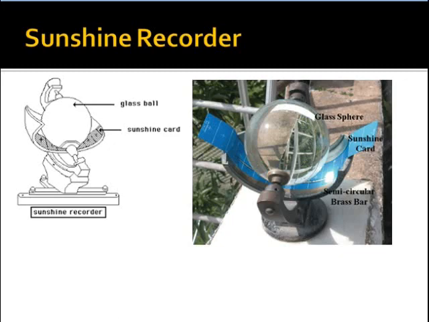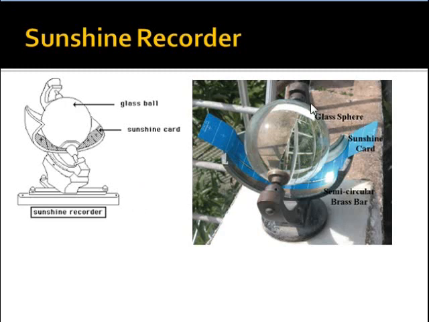That means it is used to measure the duration of bright sunlight, in the sense from morning what time till what time we will get bright sunlight, measured or recorded. And here the parts of the sunshine recorder go like this.